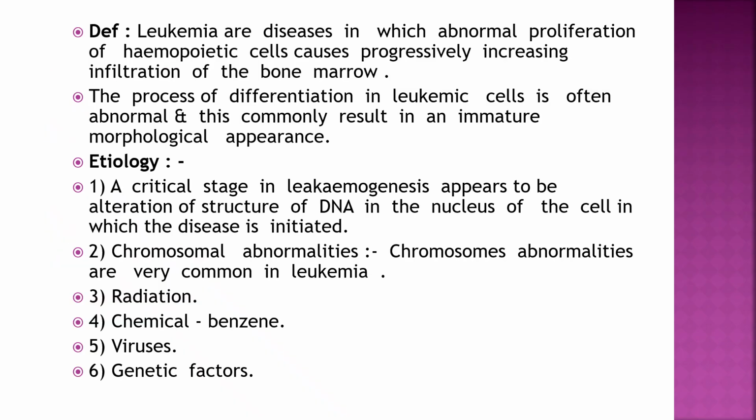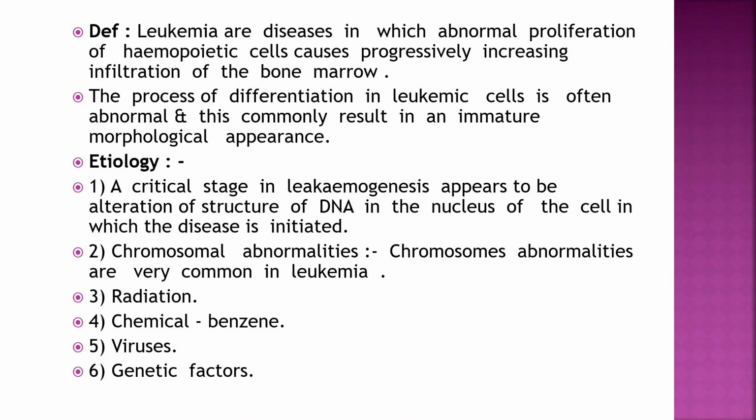So, the definition of leukemia: it is abnormal proliferation of the hemopoietic cells, that is, precursors of the RBCs, WBCs, and platelets, the immature forms of all these blood cells. They are abnormally increased and infiltrate into the bone marrow. The process of differentiation in leukemic cells is often abnormal and commonly results in immature morphological appearance. So they are also called blasts and other forms of immature cells. That abnormal proliferation of hemopoietic cells is called leukemia.